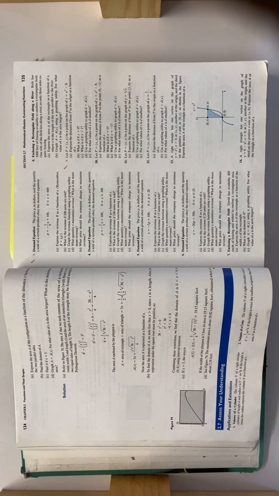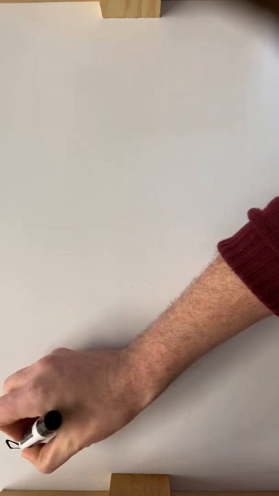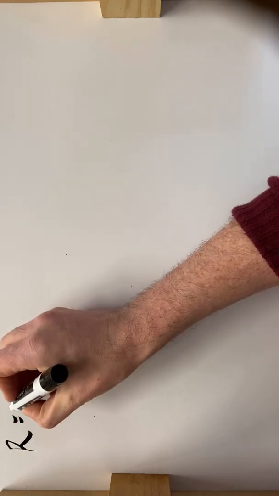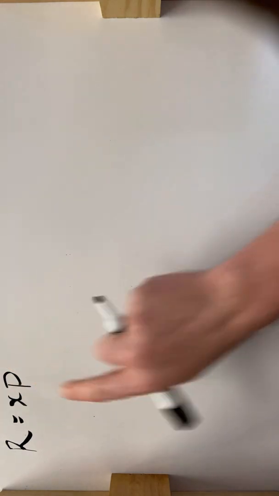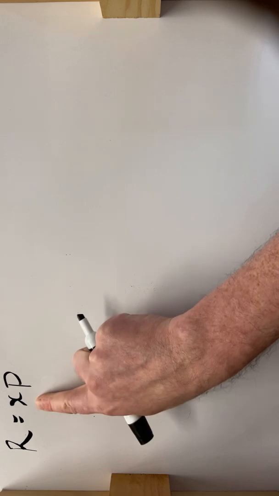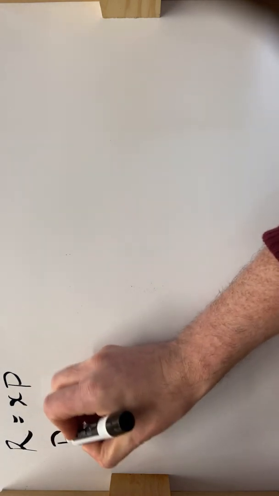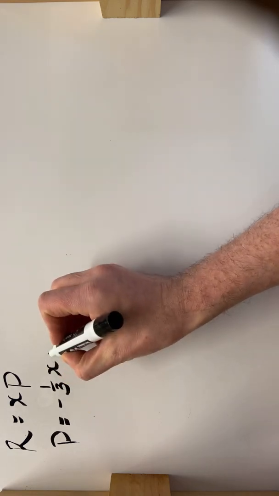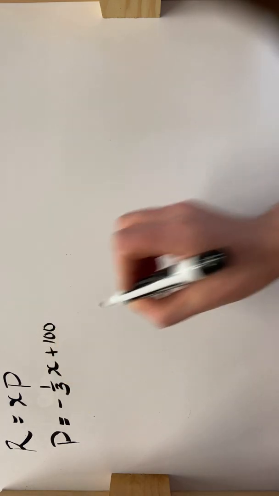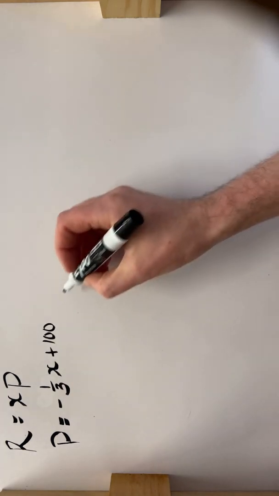All right, so the revenue, I'm just going to move this out of the way. The revenue, R, is a product of the number of units sold, that's X, times P, the price per unit. So it's the price per unit times the number of units sold. That's our revenue. We are told that the price, P, is equal to minus 1 over 3X plus 100, given in the problem, for X between 0 and 300.